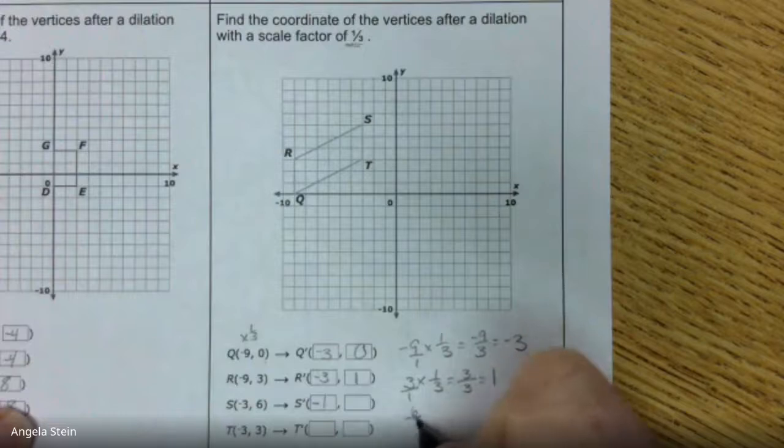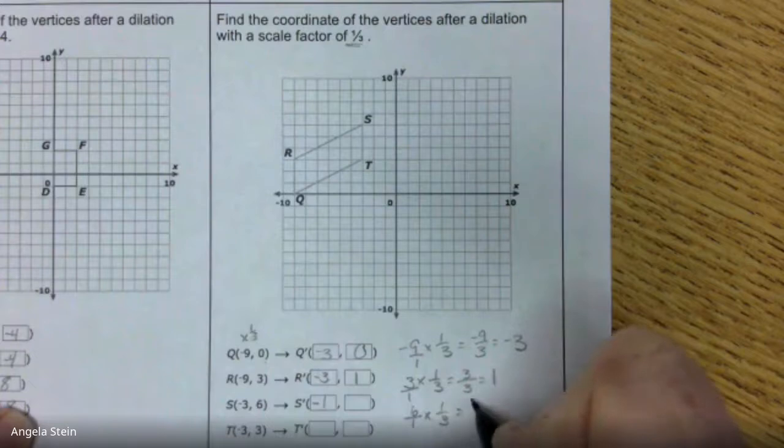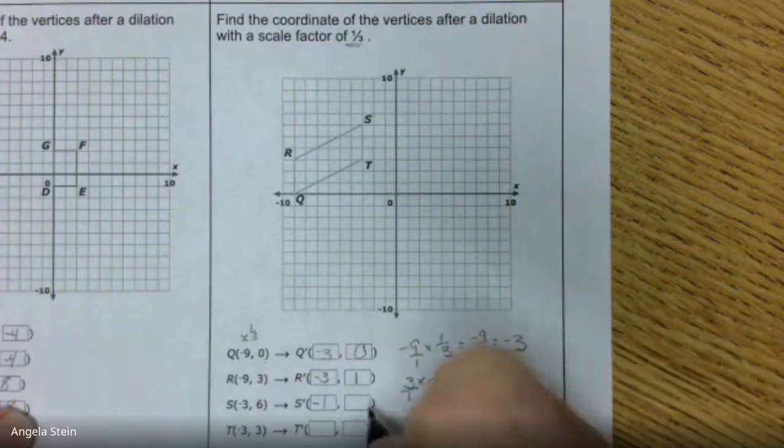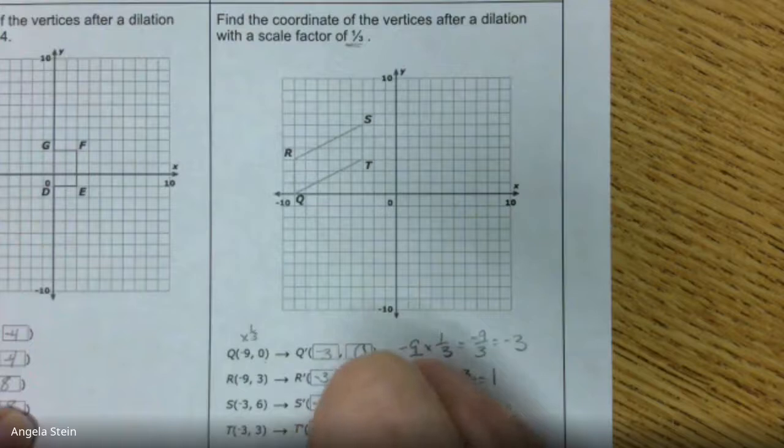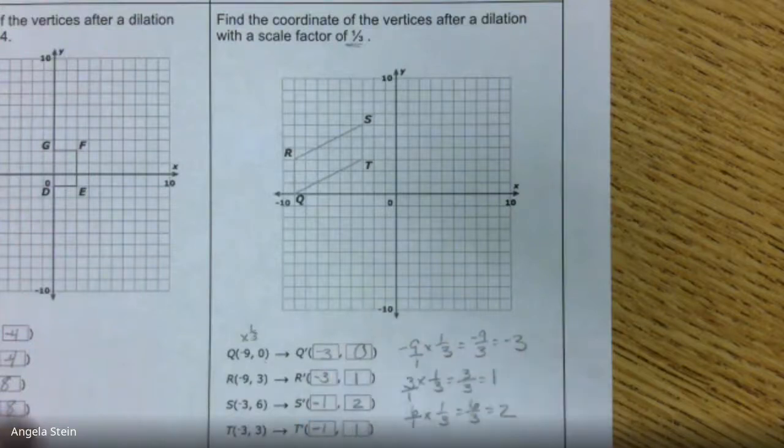6, well, that'd be 6 over 1 times 1/3. We multiply straight across. 6 times 1 is 6. 1 times 3 is 3. And 6 divided by 3 is 2. We have one more, -3, 3. Well, -3 was -1, and 3 was +1.